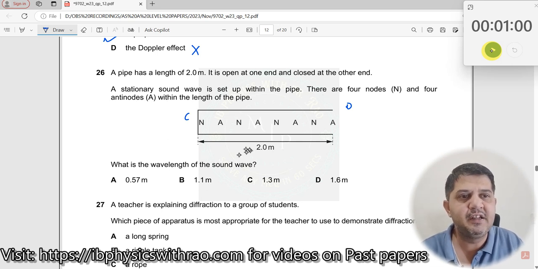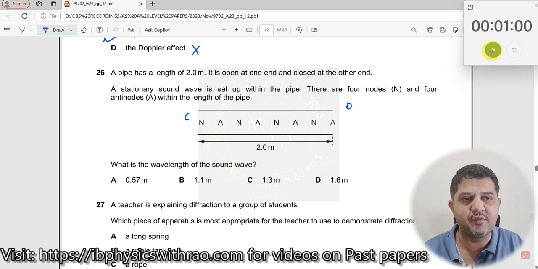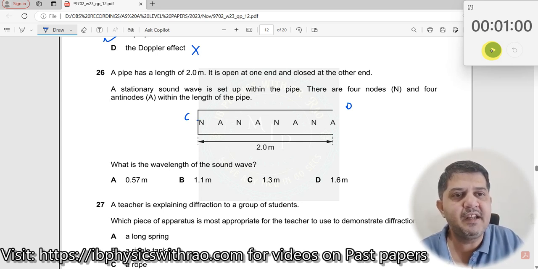the length of the pipe. Length of the pipe is 2 meters. What is the wavelength of sound wave? So what we should know here, between any two nodes, what do you get over here? You get a loop over here. So this distance should be lambda by 2. This distance should be lambda by 2.